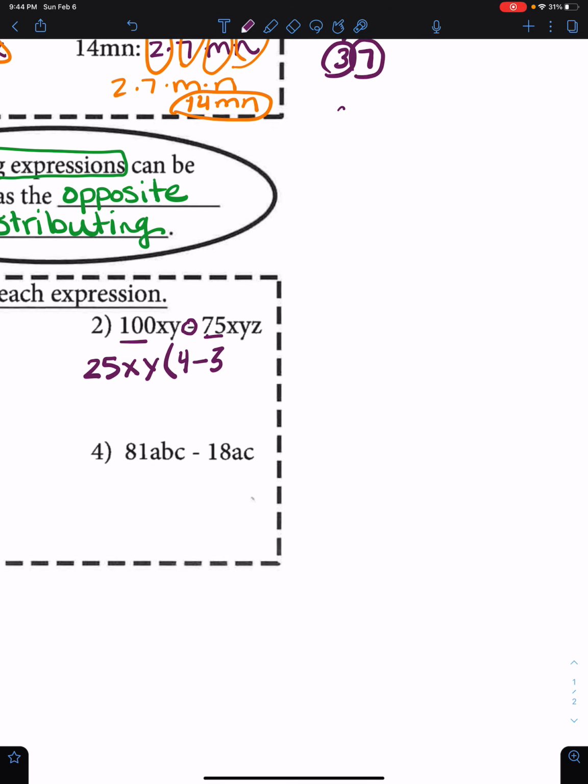25 times 3 is 75. We already have an x, we already have a y, but we're also going to need a z here. And if you're unsure if you've done that correctly, go ahead and distribute and see if you wind up with the original expression.